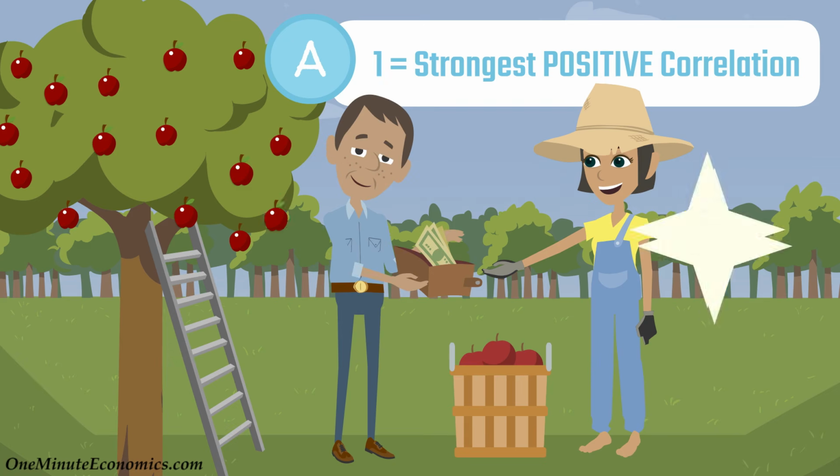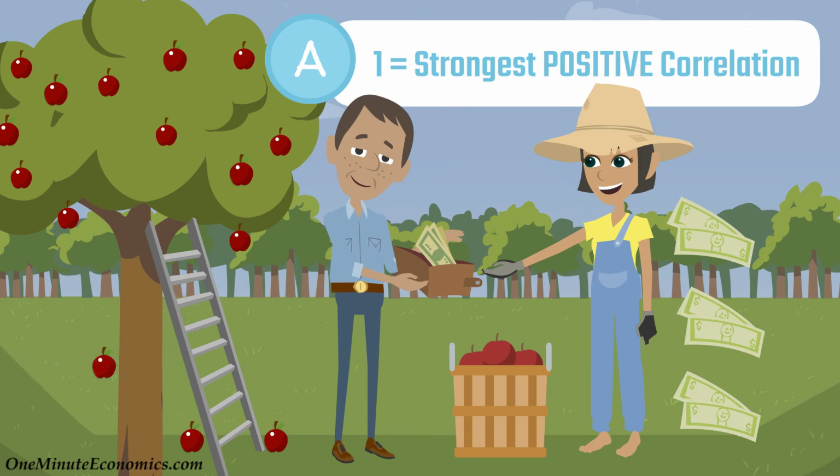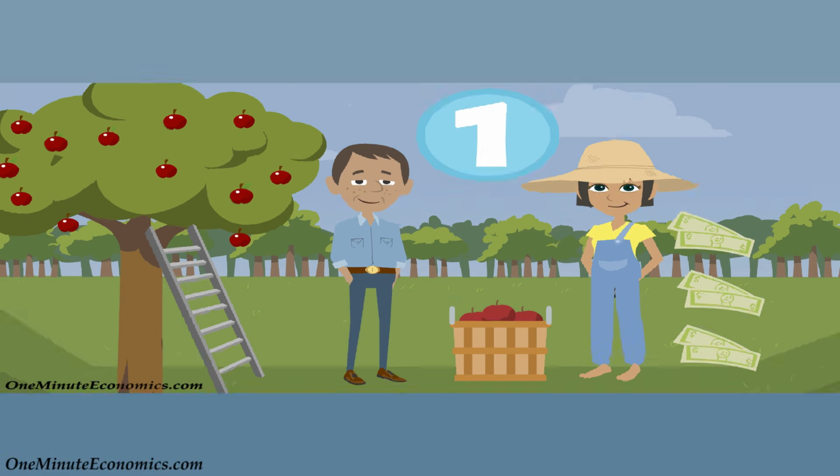If I pay you $2 for every apple you pick, the correlation coefficient between the number of apples you've picked and your apple picking earnings for that day will be 1.